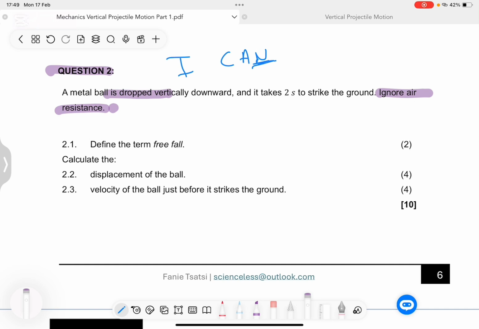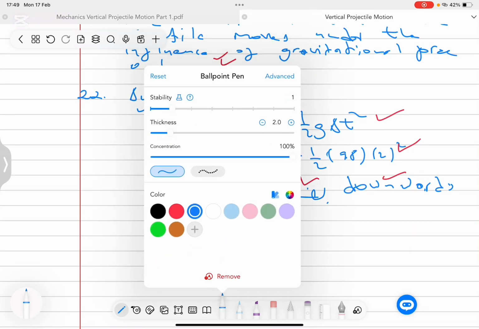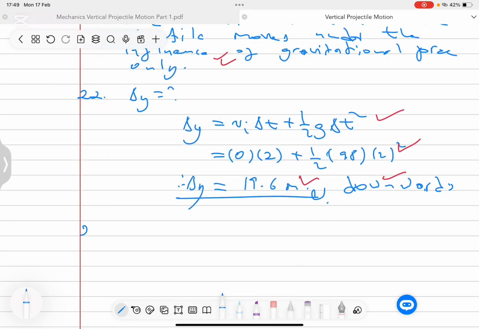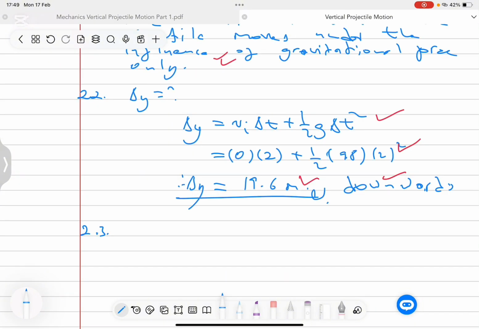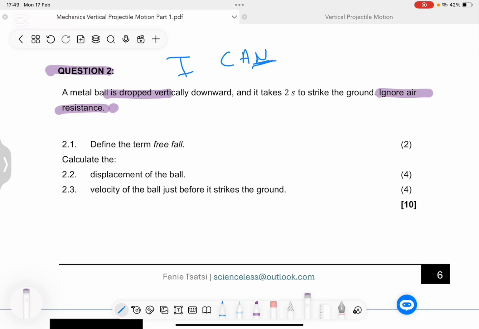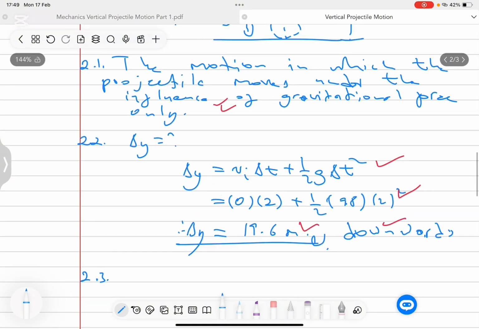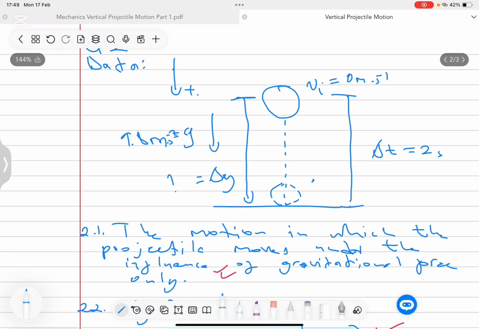Now question 2.3, we are going back to answering the questions from our academic constitution. So here we're answering the question again. They are saying here to calculate the velocity of the ball just before it strikes the ground. So what is the velocity of this ball just before it strikes the ground, when it's about to hit the ground there, because it will hit the ground with some velocity.